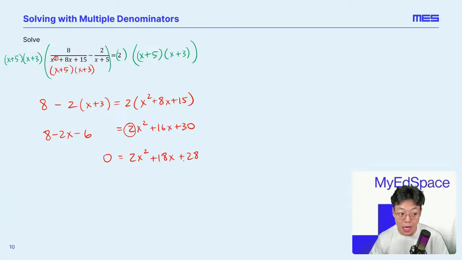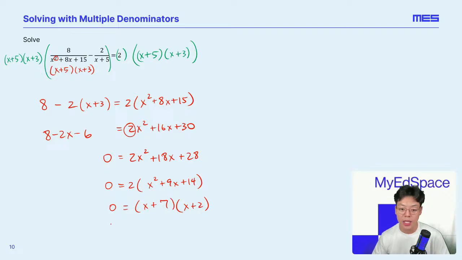Notice how everything has a common, what is it called again? Factor. So we can factor out a 2 as well. And this becomes a very simple factoring problem. I'm breezing through here just because I want to end on time. And so x is equal to -7 and or -2.